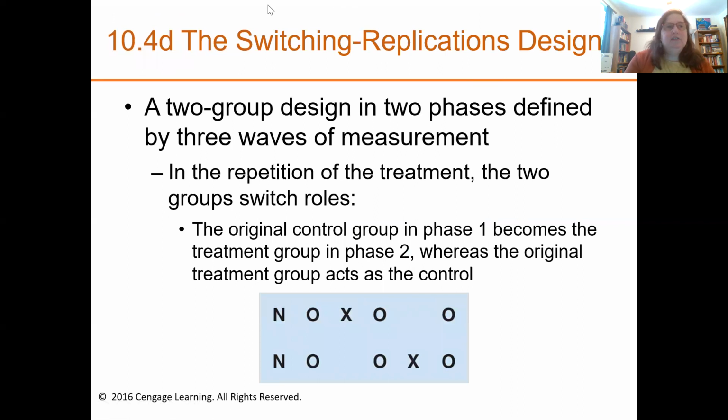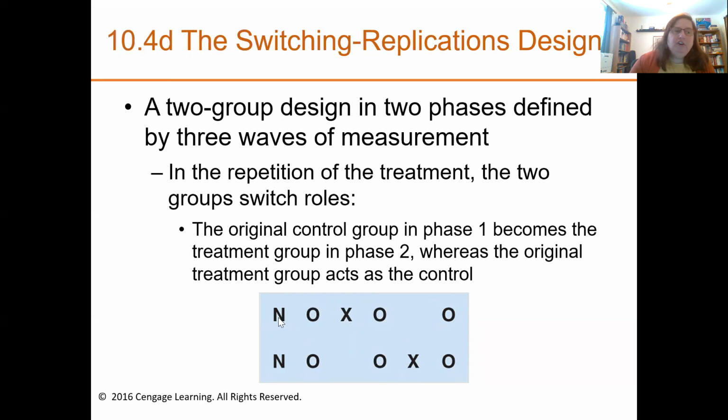Okay. The switching replications design. Now, we actually talked a little bit about this one already, so let's just review it real quick. This is a two-group design in which the two phases are defined by three waves of measurement. In the repetition of the treatment, the two groups switch roles. So the original control group in phase 1 becomes the treatment group in phase 2, whereas the original treatment group acts as the control. So you have your O's here, treatment, O's here again, treatment, O's here again, right? So first time the top group gets the treatment, second time the bottom group gets the treatment.